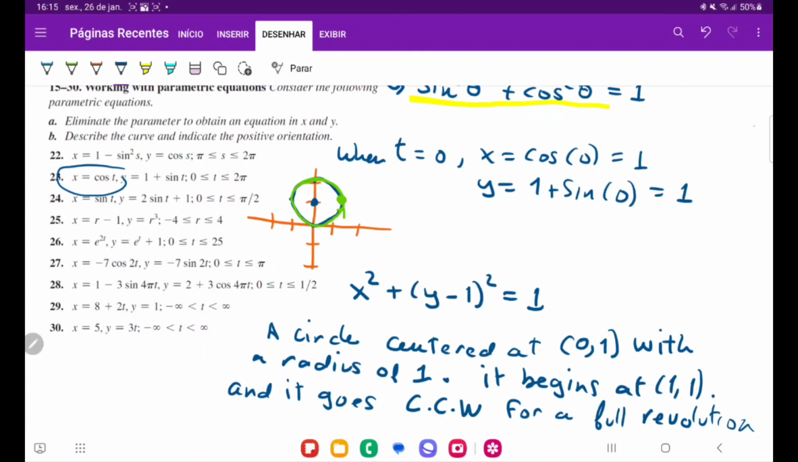And we know that it's a full revolution because the angle goes from 0 to 2 pi, and a circle has 2 pi in it, right? So that is it for problem number 23.